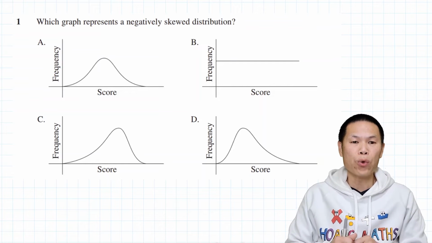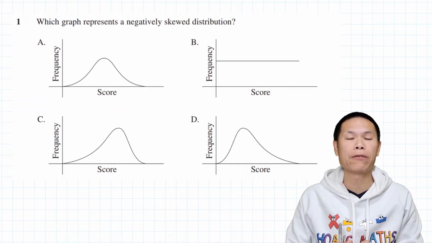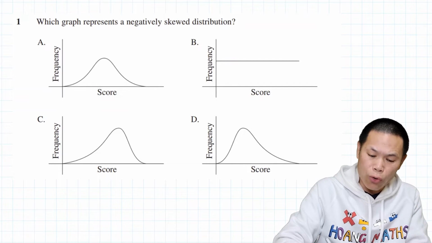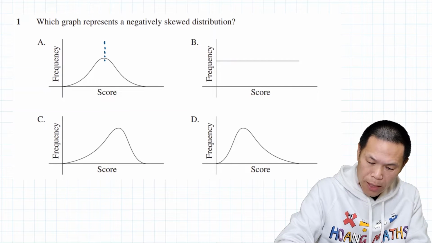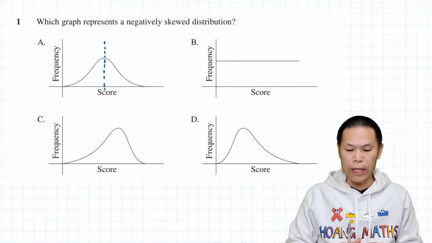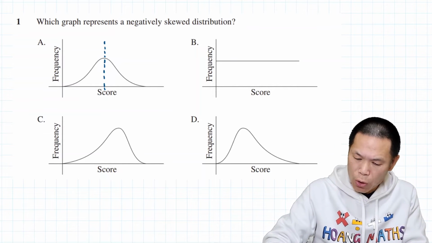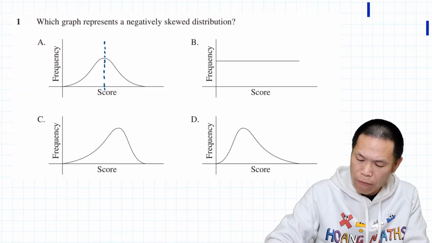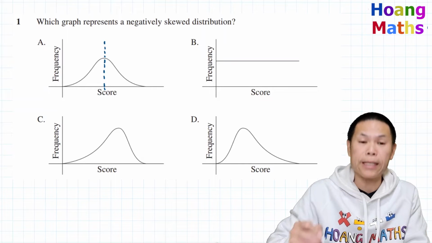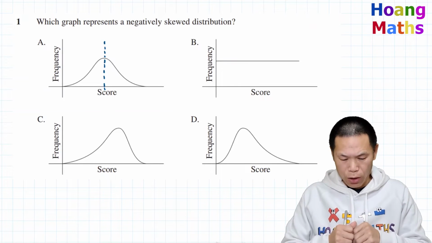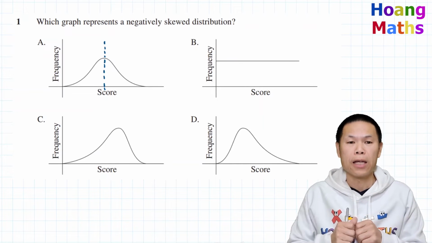First one, which graph represents a negatively skewed distribution? Part A is a symmetrical graph, so the mean is right in the middle. And part B is also symmetrical because every single score has the same frequency. Part C, most of the scores are on the higher end.